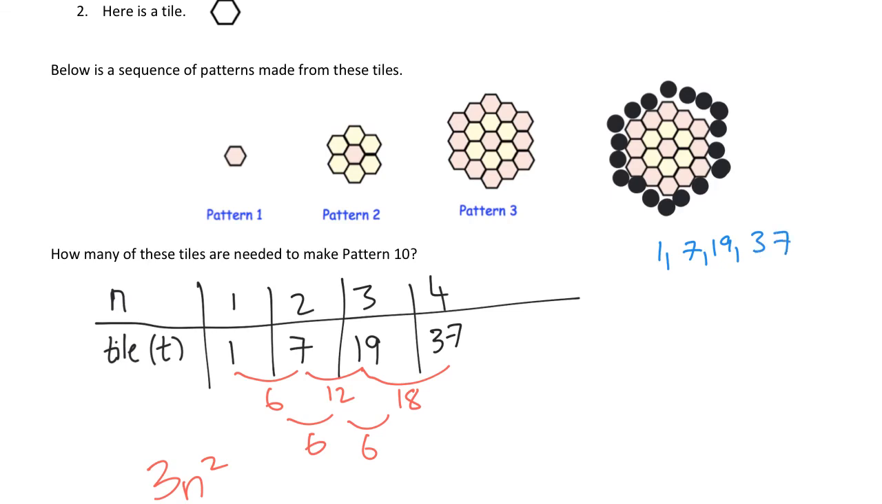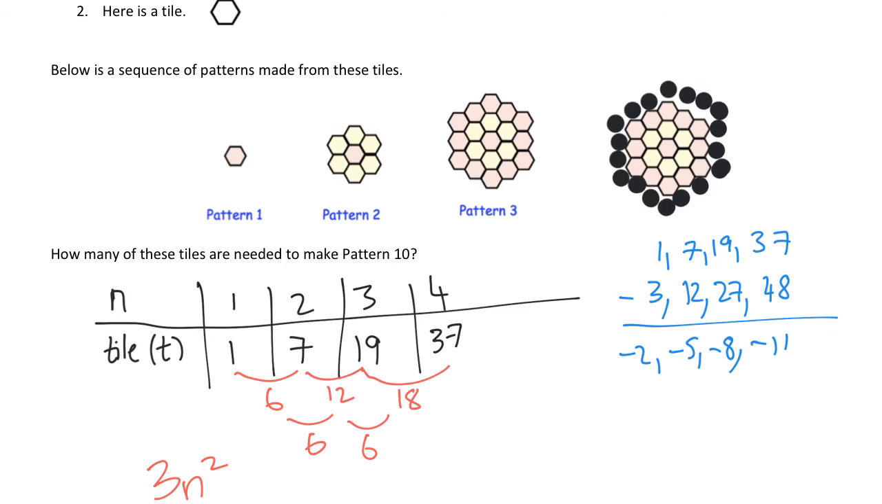If we subtract 3n squared from that, so n squared multiplied by 3, the first one, 1 squared times 3 is 3. The second one, 2 squared times 3 is 12. Then 3 squared times 3 is 27. 4 squared times 3 is 48. And if we take that away, we get minus 2. 7 take away 12 is minus 5. 19 take away 27 is minus 8. 37 take away 48 is minus 11.